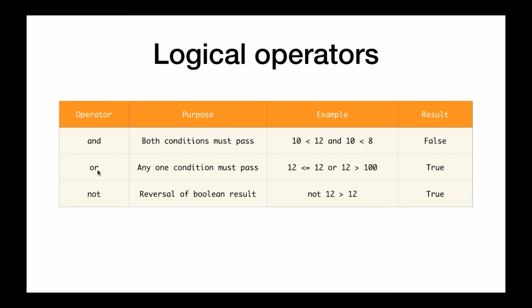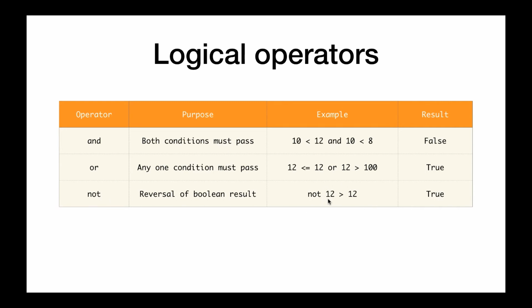Similarly, if you're using the OR operator, the moment the first condition is true, the second condition is never checked at all, because any one condition must pass, and if the first condition is true, it will never bother to check the second condition. Whereas if the first condition fails, then it's going to check the second condition. If the second condition also fails, then the result is false. Otherwise, it is going to be true. In this case, 12 less than or equal to 12 is true, because of which it doesn't even check the second condition at all.